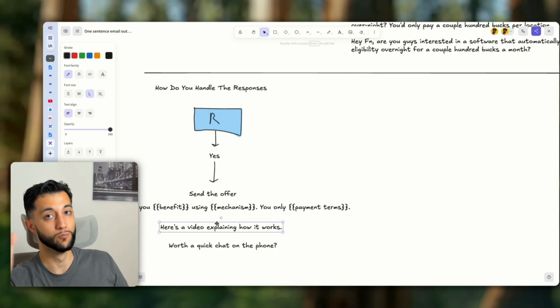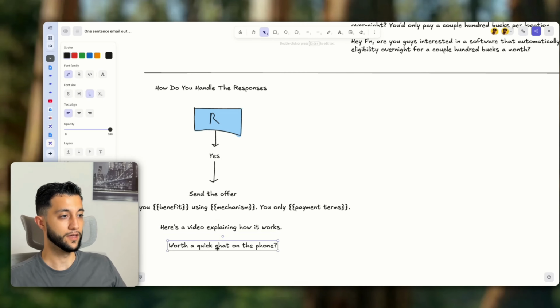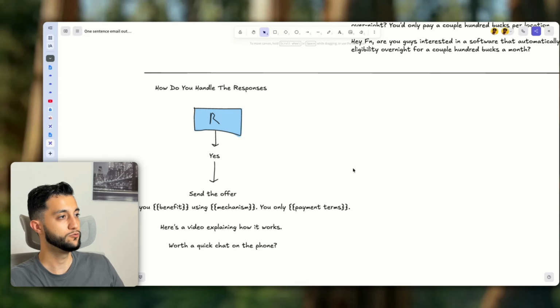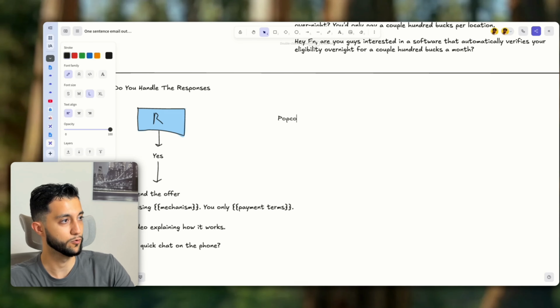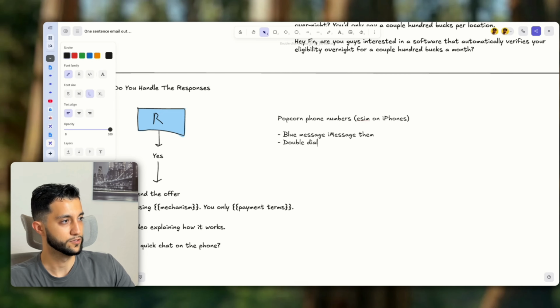You explain the offer more in a small Loom video, right? You do that, and then you get them on the phone with a CTA. And you try to get them on the phone in general by using, that's what we use, popcorn phone numbers as an eSIM on iPhones. Why? You can blue message, iMessage them, and then you can double dial because it will then show you as maybe your first name. How does this work, you're asking?